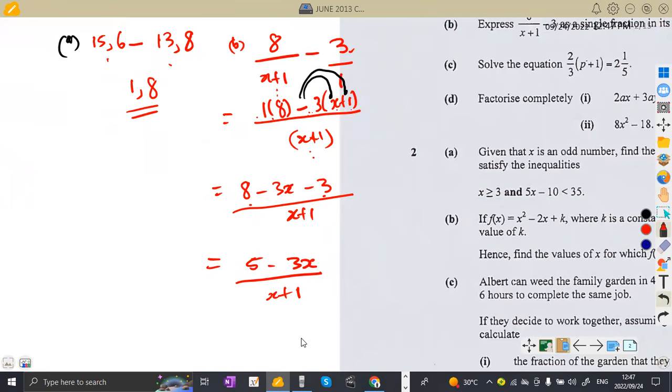Since we do not have any common term in the numerator, sometimes you can be given a common term. When you have that condition, you factorize that common term. But in this case, guys, we do not have. So it's just going to be like that. We leave it like that.